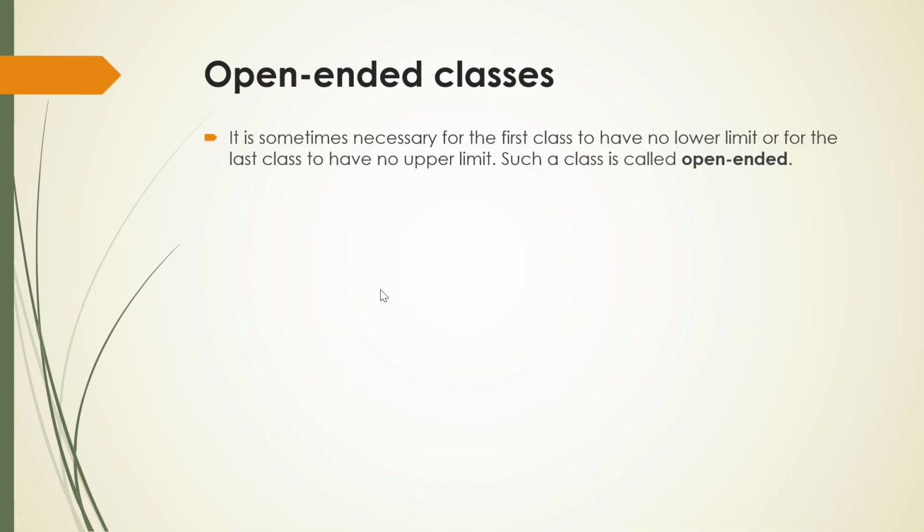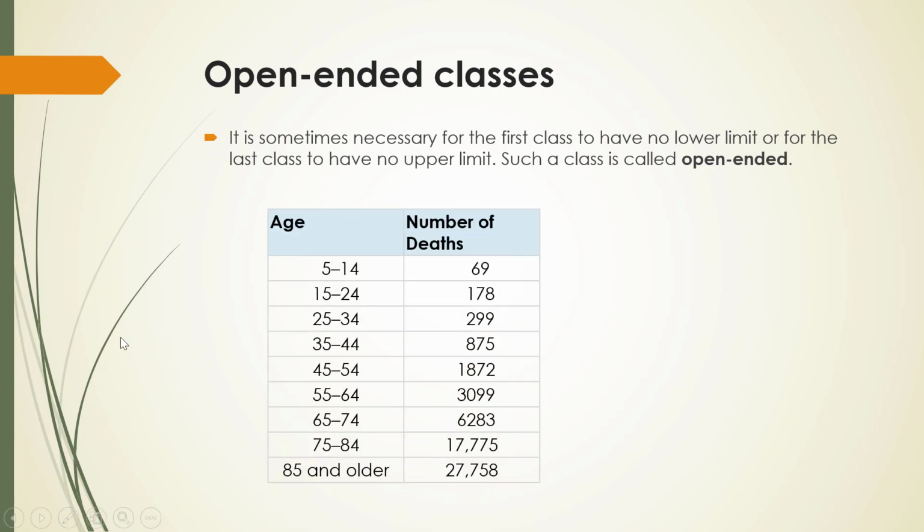Open-ended classes. Sometimes it's necessary for the first class to have no lower limit, or for the last class to have no upper limit. Such a class is called open-ended. For example, this is a frequency distribution for the age of people. In the last class we have no ending point. So we have 80 and older. This is an open-ended class because we don't have the limit age for people.